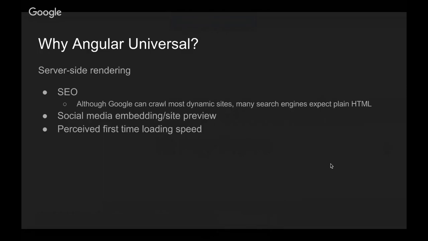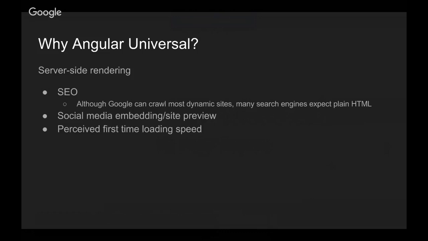Just first overall, basically, why Angular Universal, why server-side rendering. SEO is the main thing everyone always brings up. Google does say that their Google bot can scrape and crawl and index most dynamic websites. They say other search engines aren't as good. They're all expecting like a static HTML page. So server-side and serving that up is going to give you exactly that. So it's able to index your page or your dynamic site.